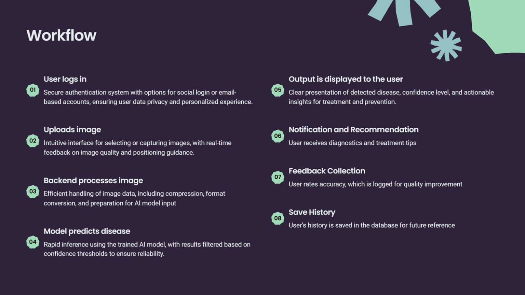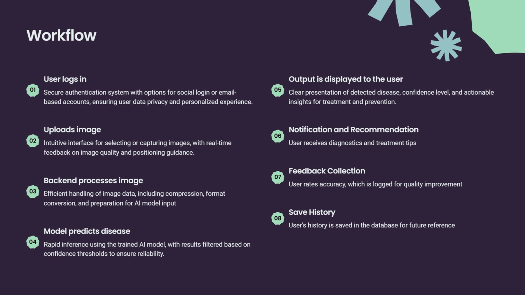Coming to the workflow of the system, the workflow is as listed below. The first step is the user login. It is done by a secure authentication system with options for social login or email-based accounts, ensuring user data privacy and providing a personalized experience. The second step is for the user to upload an image so that they can receive the plant disease detection. When the backend processes the image, it sends an API call to the CNN model.